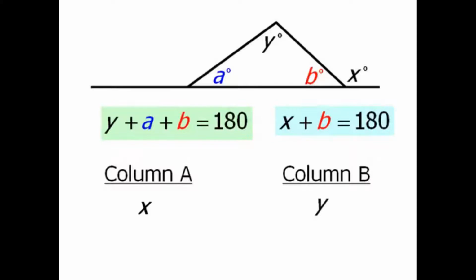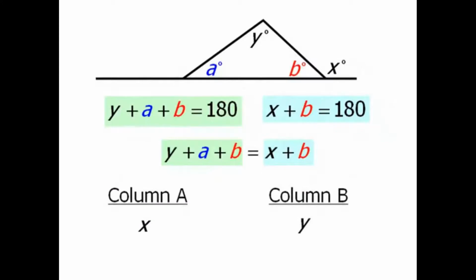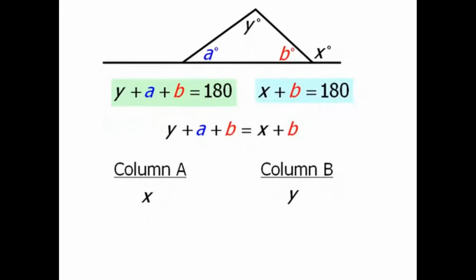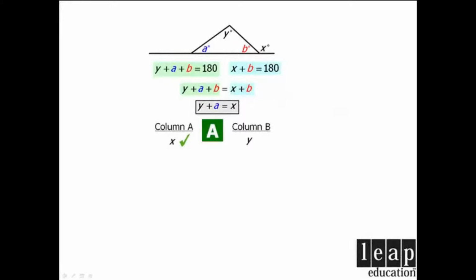Now we have 2 equations, and both equations are set equal to 180. Given this, we can combine both equations to get the following equation. And now from here, I'm going to subtract b from both sides of this equation to get y plus a equals x. This tells me that x must be greater than y because we must add a to y for that side to equal x. So x is greater than y, which means the answer here is a.